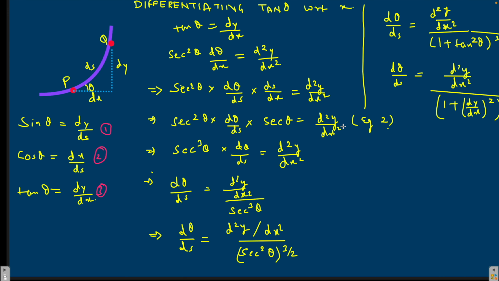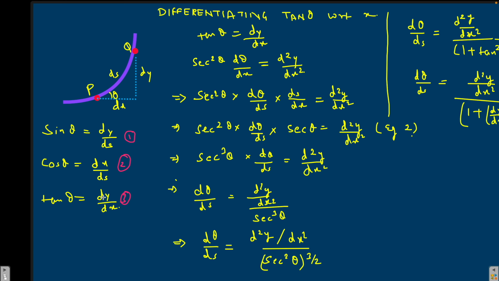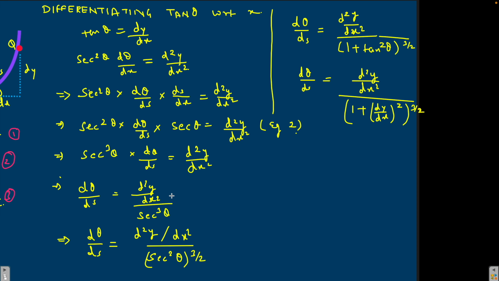Now see, this dy by dx is a very small quantity. This tan theta equal to dy by dx is very small and we are squaring it, so it will become even smaller. So we can ignore it. If we ignore this dy by dx, the whole denominator becomes 1 and we get d theta by ds as d2y by dx square.